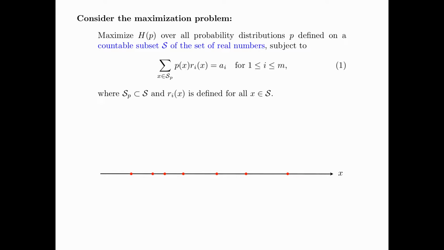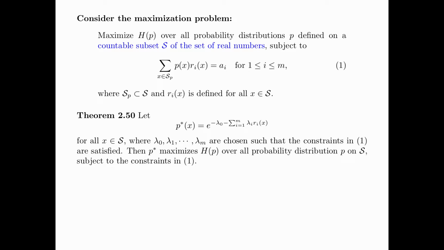We impose the constraints summation over x in the support of P, P(x) times R_i(x) is equal to a_i, where i is from 1 up to m. That is, there are a total of m such constraints on the distribution P. Here the support of P is a subset of S, and R_i is a function defined for all x in S. Note that the summation in equation 1 is simply the expectation of the random variable R_i(X) with respect to the distribution P.